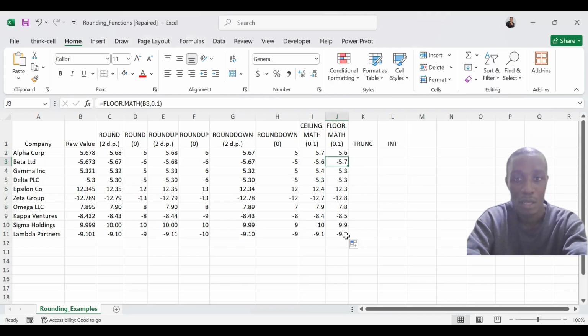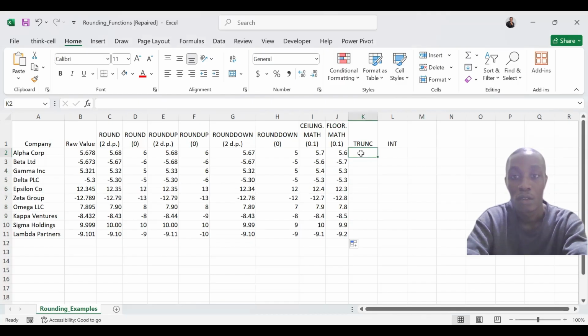So you can see here, the negative value that we have here is now 9.2. So it takes it further from 0. But the positive value is brought closer to 0, and that's why we have a 9.9 here.